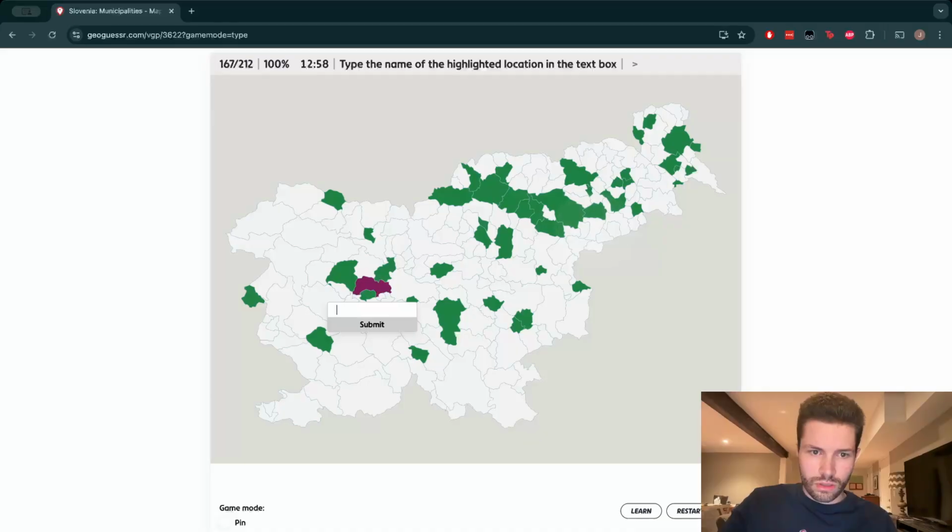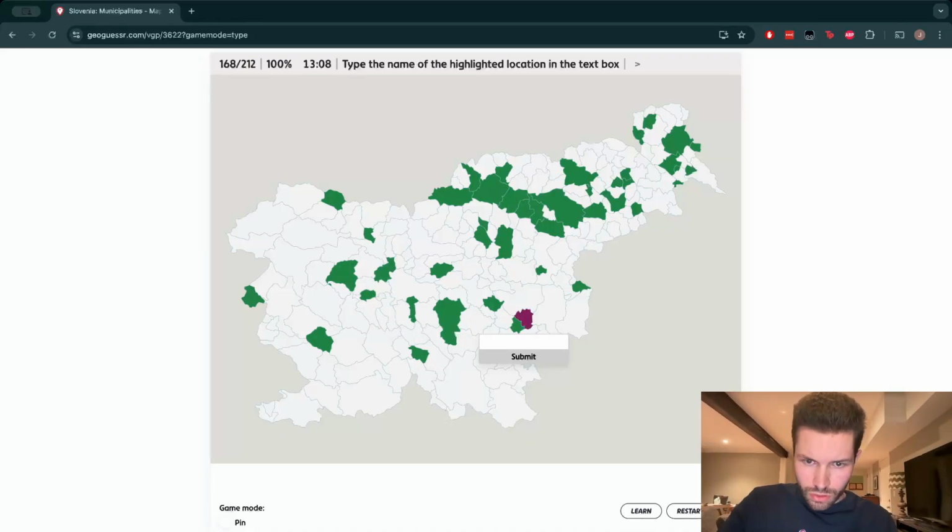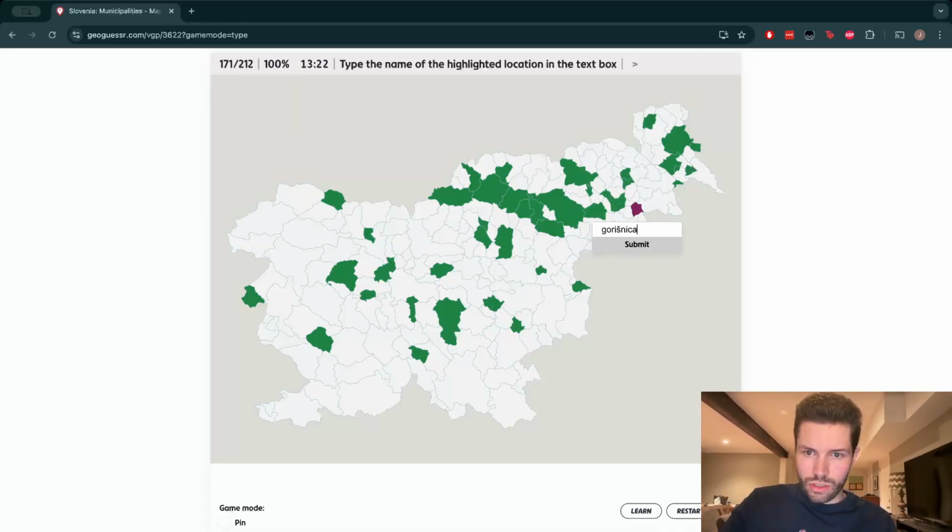Majšperk. This would be Dobrova. Polhov Gradec. That guy is Škocjan. This would be Cankova. That guy is Trnovska Vas. That is Gorišnica. Šmartno ob Paki. That is, what's that called? Beltinci.